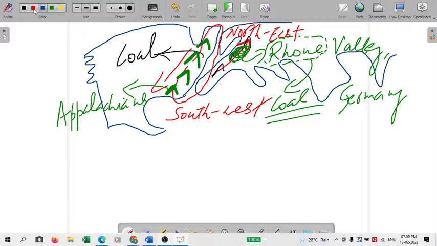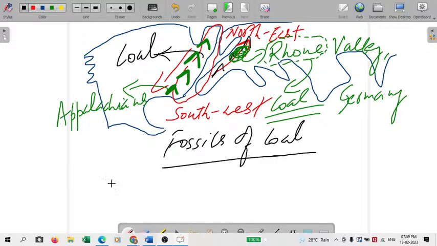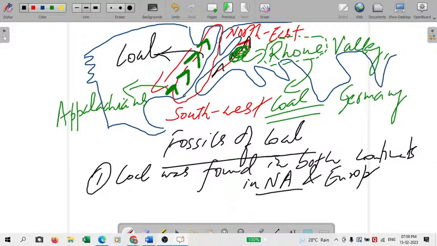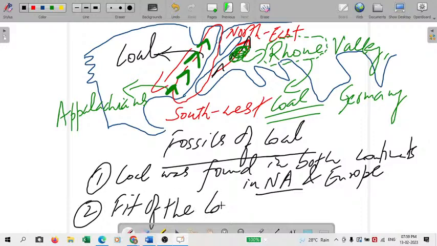तो किसके फॉसिल्स की बात कर रहे थे एल्फ्रेड वेगनर? ही वाज टॉकिंग अबाउट फॉसिल्स ऑफ कोल. सो ही टोल्ड टू थिंग्स हियर. नंबर वन, coal was found in both continents of North America as well as Europe, right? In North America and Europe. दूसरा उन्होंने कहा, एविडेंस के विद इन एविडेंस उन्होंने दिया फिट ऑफ द कॉन्टिनेंट्स का. उन्होंने बोला कॉन्टिनेंट्स ऐसे लगते हैं जैसे फिट हो रहे हैं आपस में. कैसे?